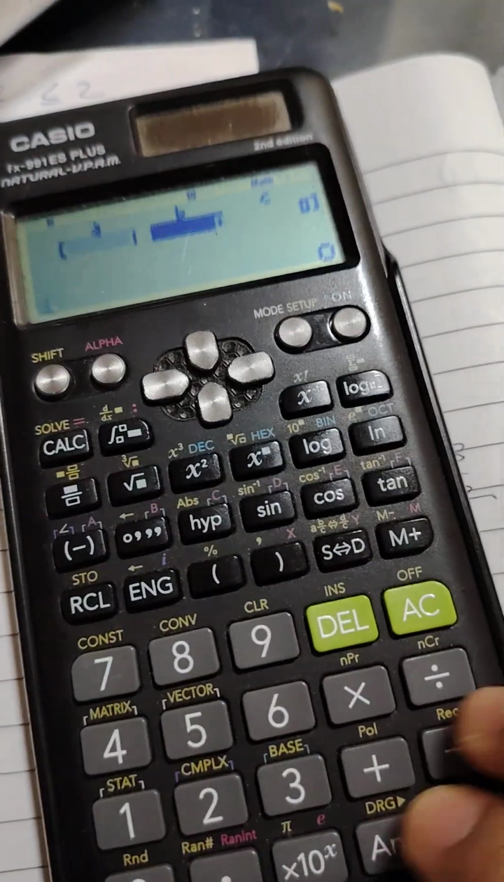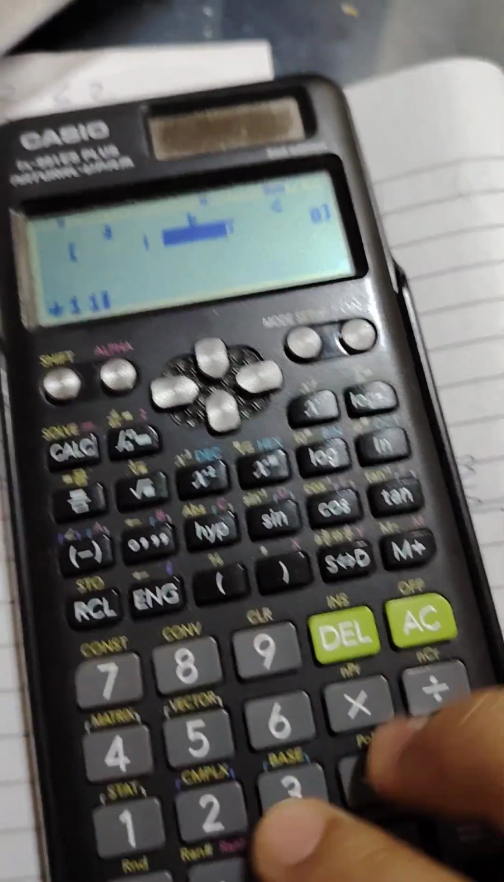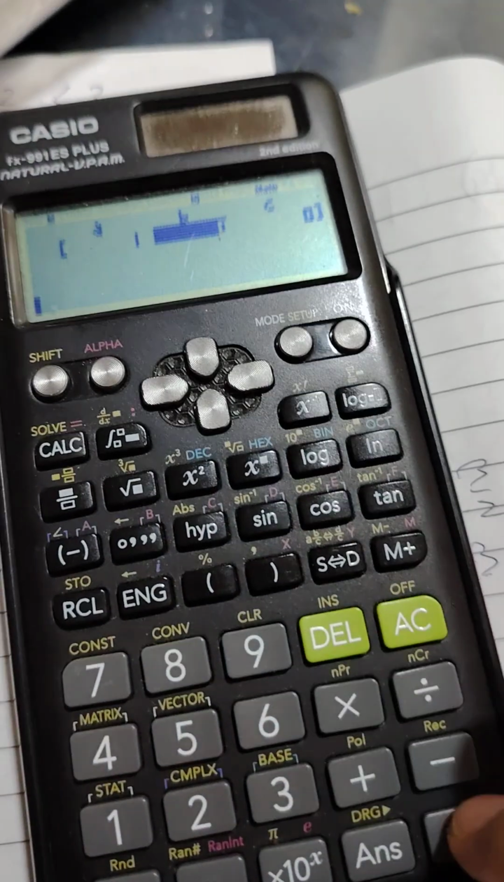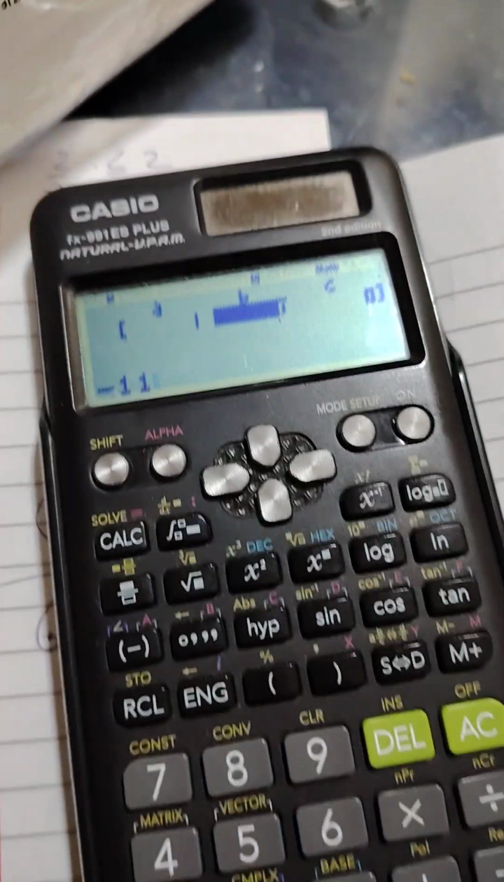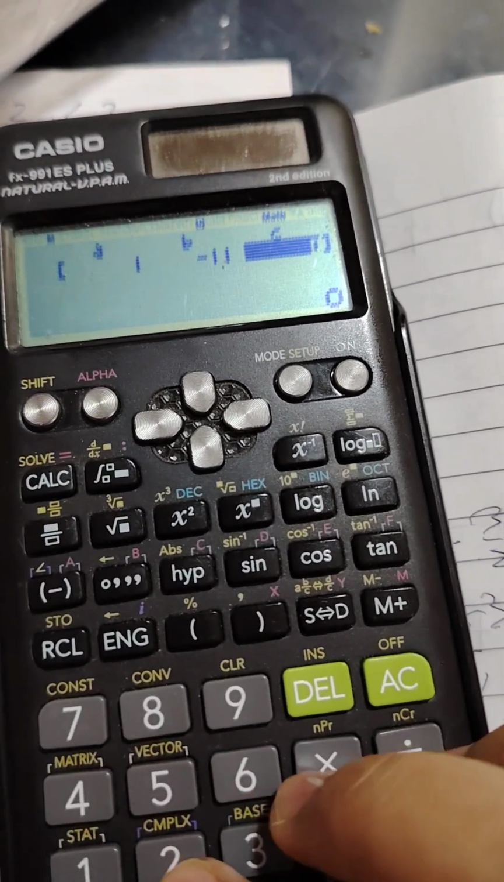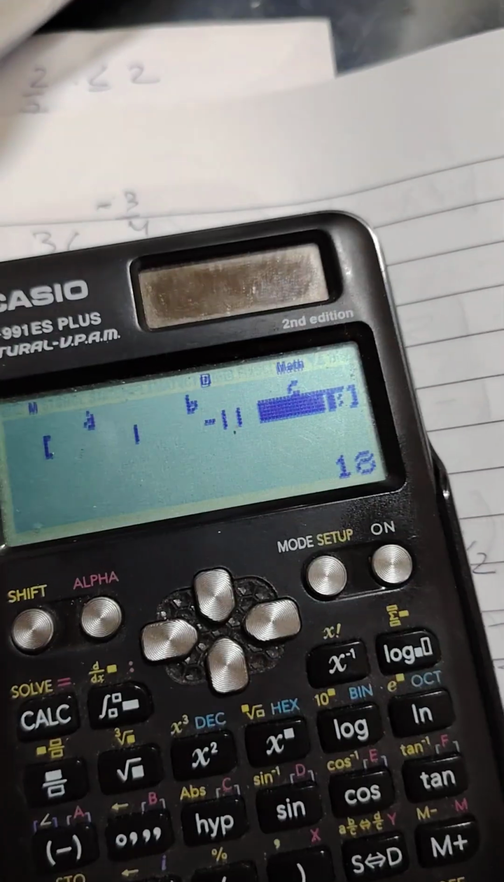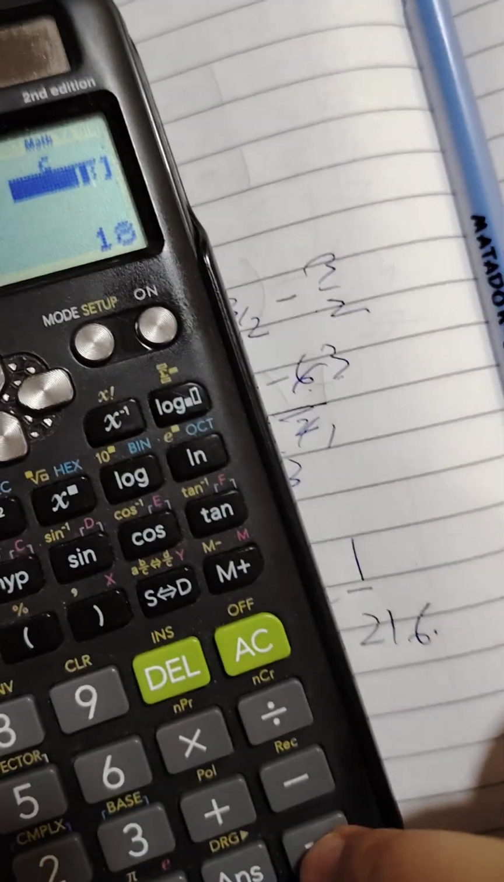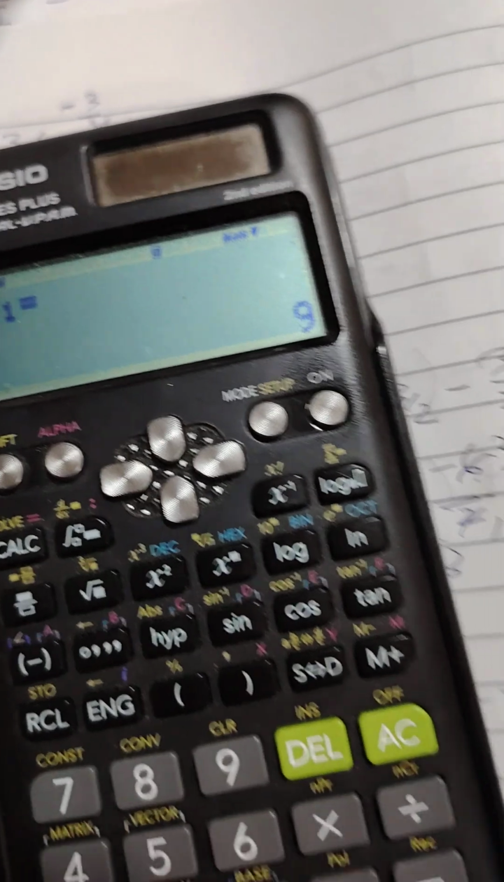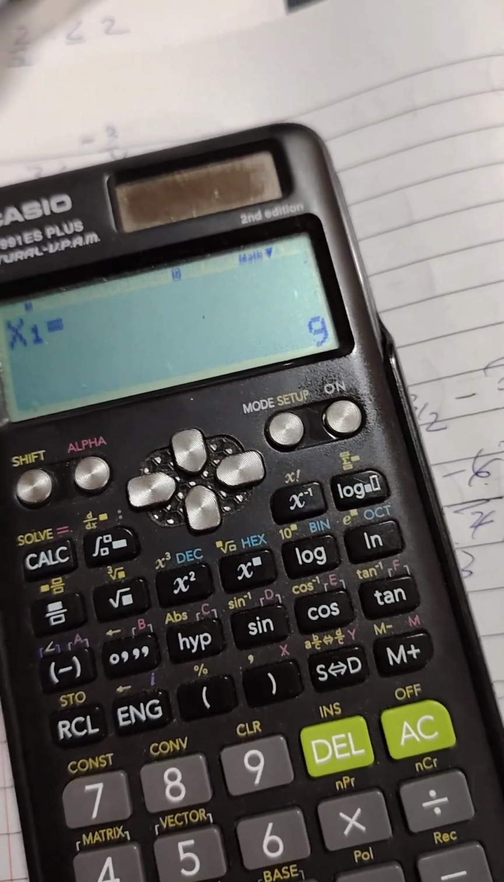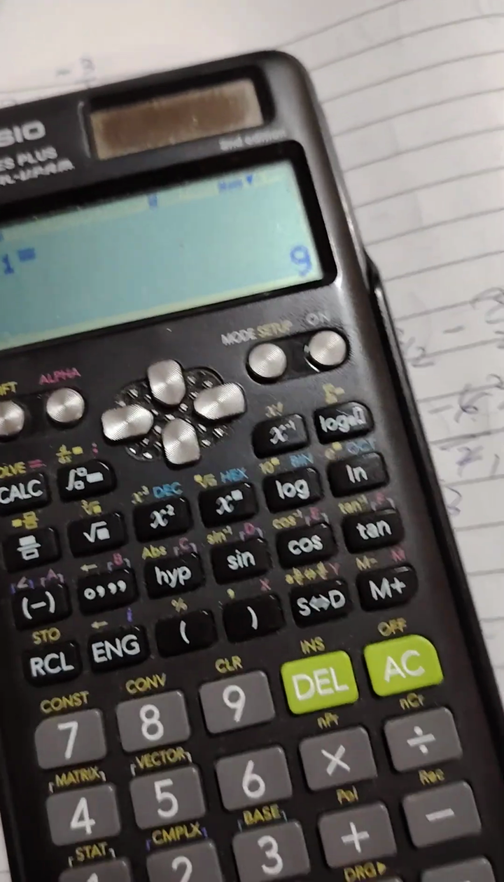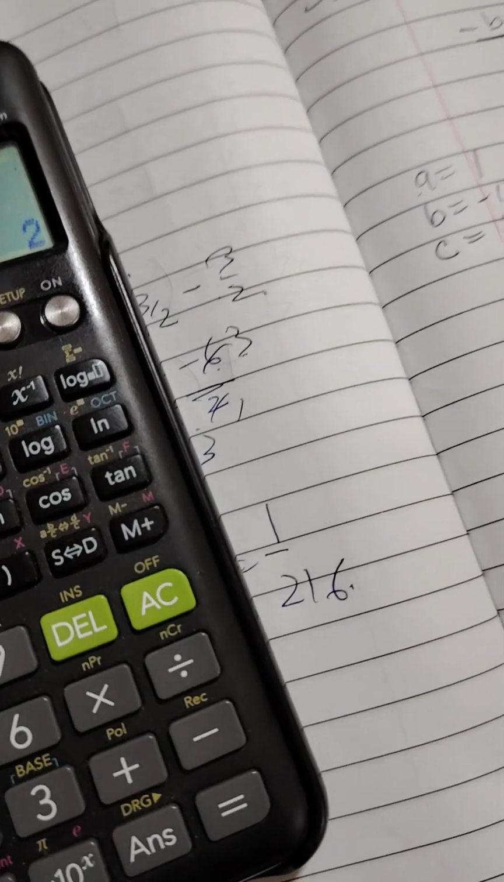Our a, as we have written down, is 1, b is minus 11, c is 18. Enter 1, equals, minus 11, equals, and 18 for c. Once we have entered the values, press equals, and you'll get x1 equals 9, which means one value of x is 9, and another value of x is 2, as we got in our manual method.